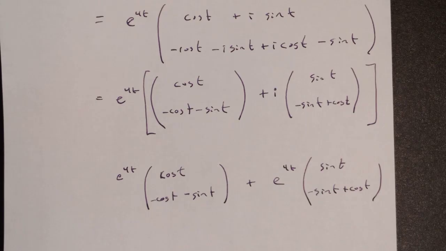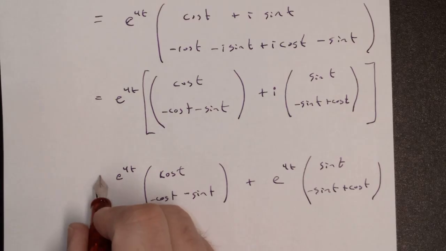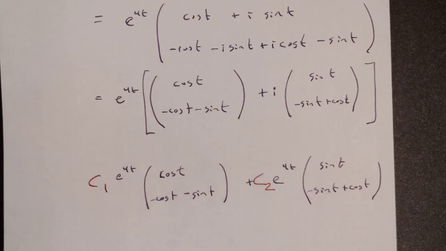And I've got 2 vectors with 2 pieces. There's x1, there's x2. Only thing missing, C1 and C2, right? Well, guess what? All you do is you stick a C1 on the first part and a C2 on the second part. There's your solution.